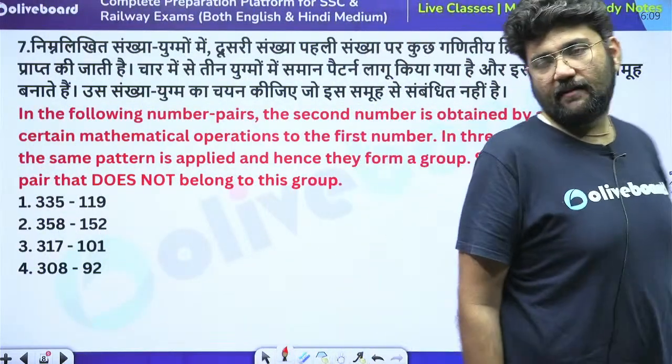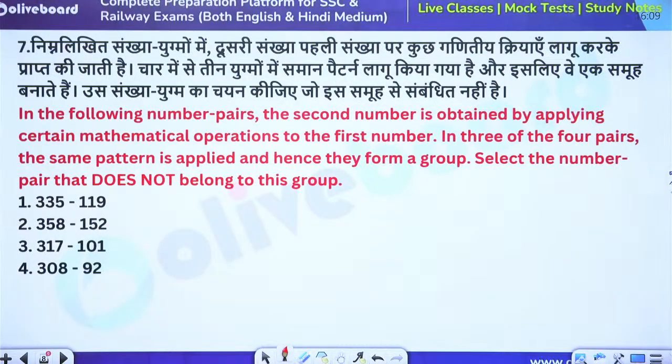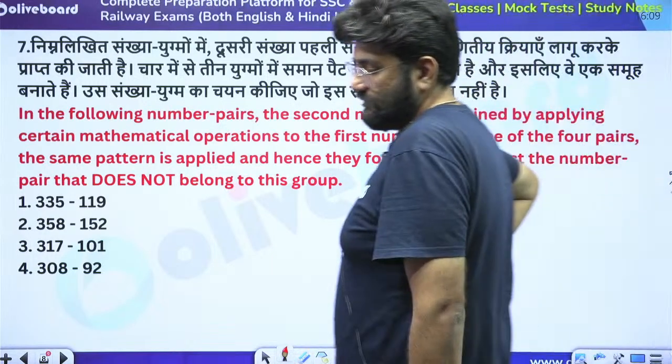Select the number pair which does not belong to this group. The number pair which does not belong to this group. This is an interesting one actually.